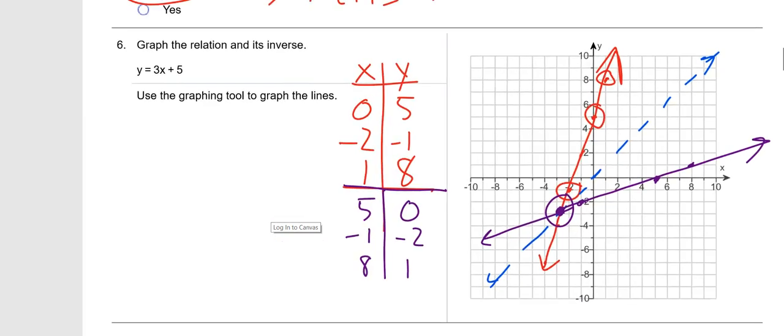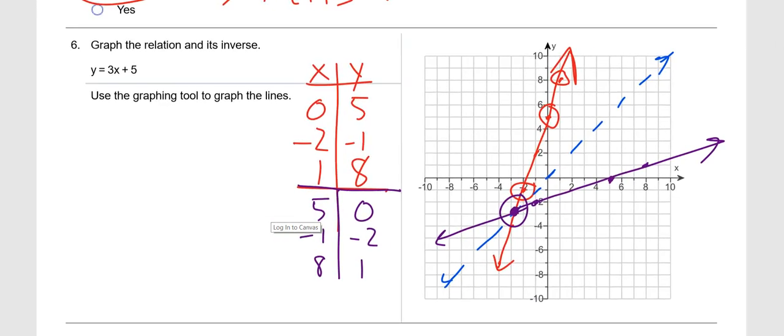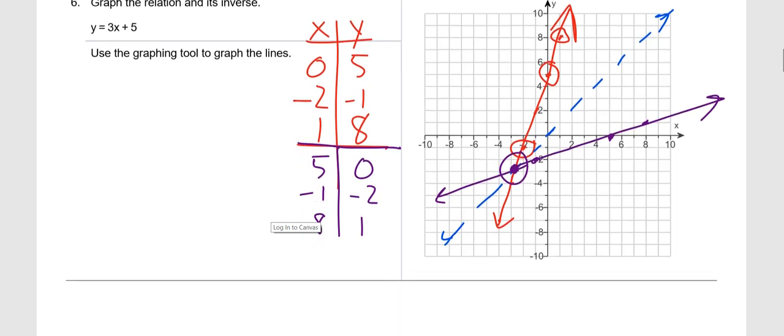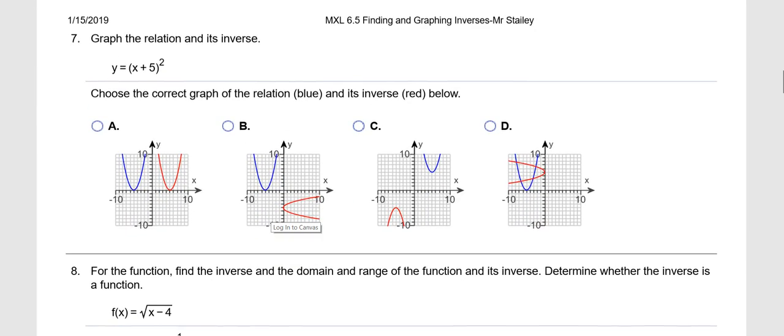Let's answer their question. Or I'll ask you the question. Is the inverse a function? It's not multiple choice, but okay. Just kidding. All right, yes. It is. It passes the vertical line test. Okay, you should be able to answer question 7.